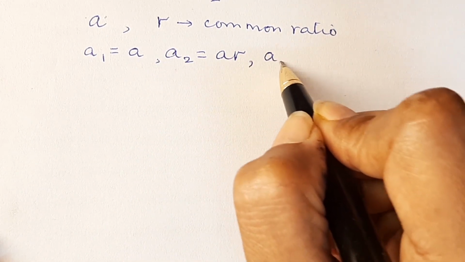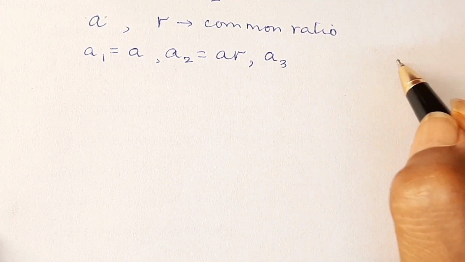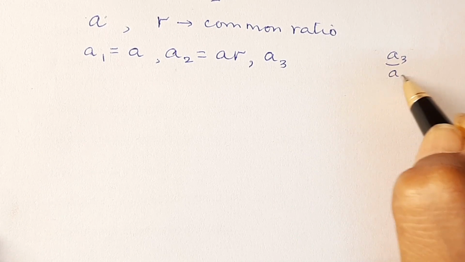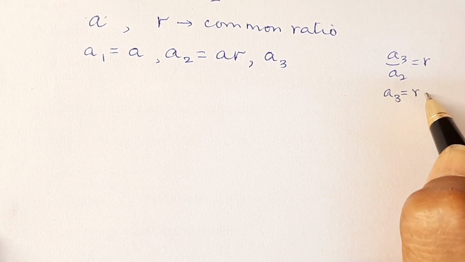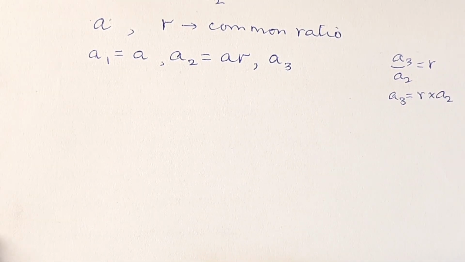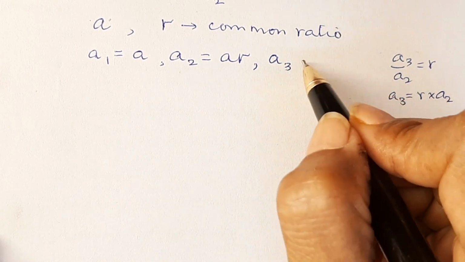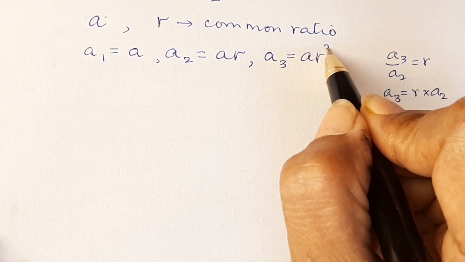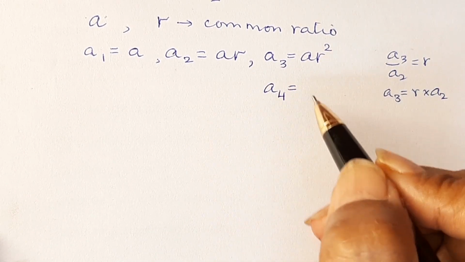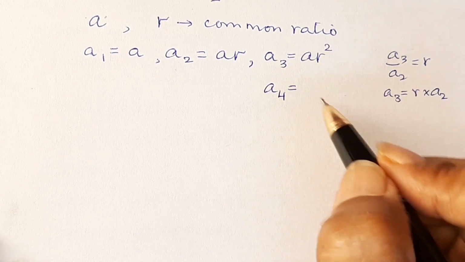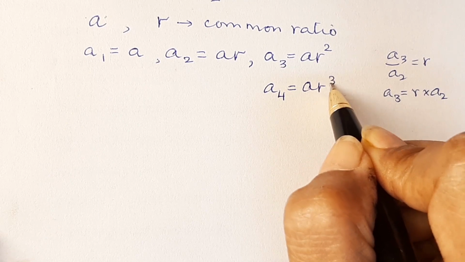Now A3, remember A3 upon A2 is R. So if A3 upon A2 is equal to R, then A3 will be equal to R multiplied by A2. So what is our A2? It is AR. So A3 will be AR square. What will be our A4? That is the fourth term. It will be A3 multiplied by common ratio, which is R. So it becomes AR cube.